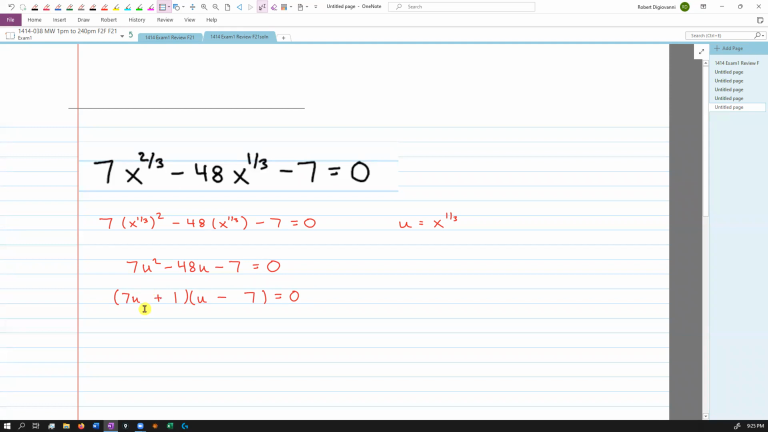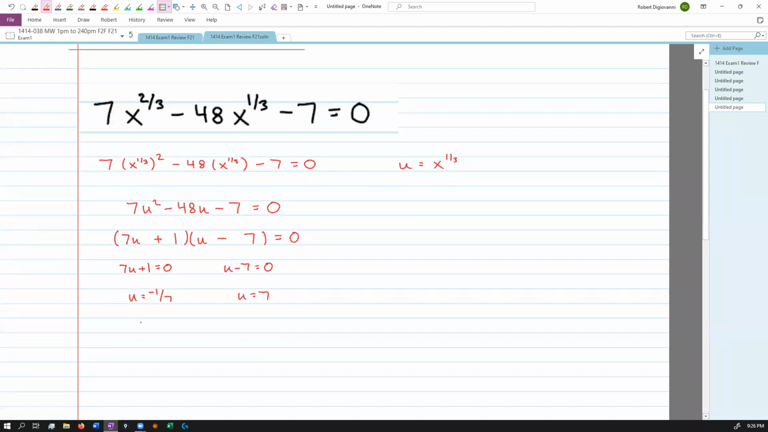That way, when I multiply through, I get 7u squared minus 49u when I do the outside ones, then plus a u, and that gives me my minus 48. And then the 1 times -7 gives me -7. So that should be it. Set those both equal to 0. So u is -1/7, u is 7.